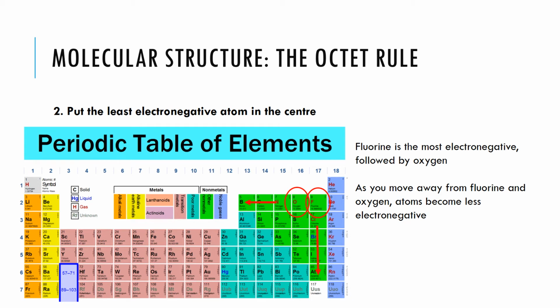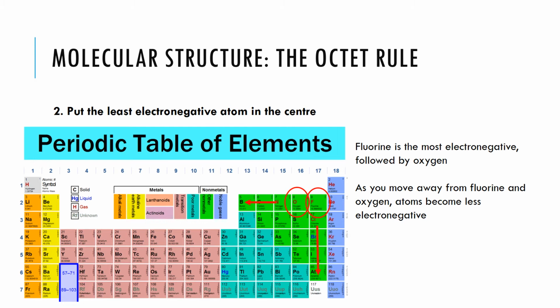The second step then is to put the least electronegative atom in the center of the molecule. So this is an easy task. If you look at the periodic table and you cast your eyes to the top right, fluorine is the most electronegative element in the periodic table, and it's followed by oxygen. And as you move away from fluorine and oxygen, those species become less electronegative. So for example, over on the left hand side, lithium, sodium, potassium, those species have the lowest electronegativities in the periodic table.